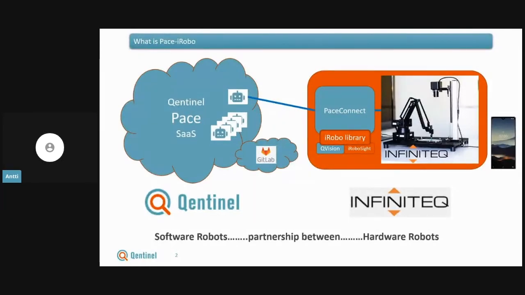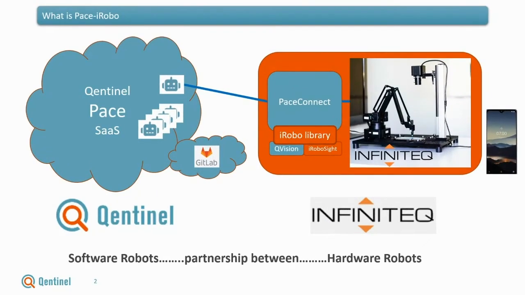Thank you, Henry. My name is Antti, and I will show you today how we are controlling actual hardware robots using Pace. We have a setup called Pace-iRobo. As Qentinel is focusing on software as a service, we have partnered with Infinitex Systems, and they have a product called iRobo Smart, a robotic arm.